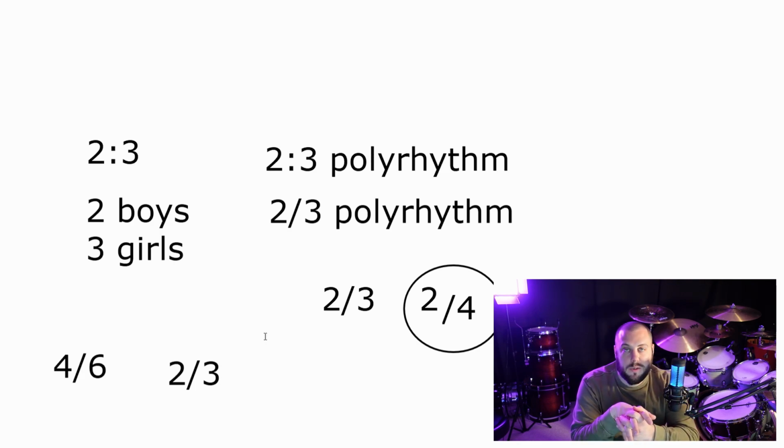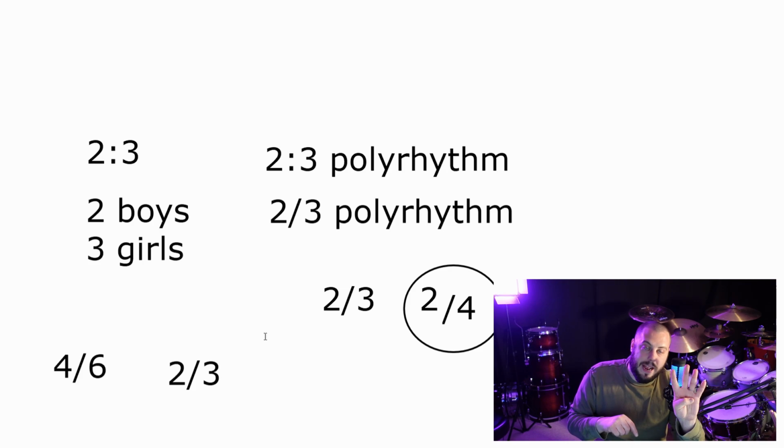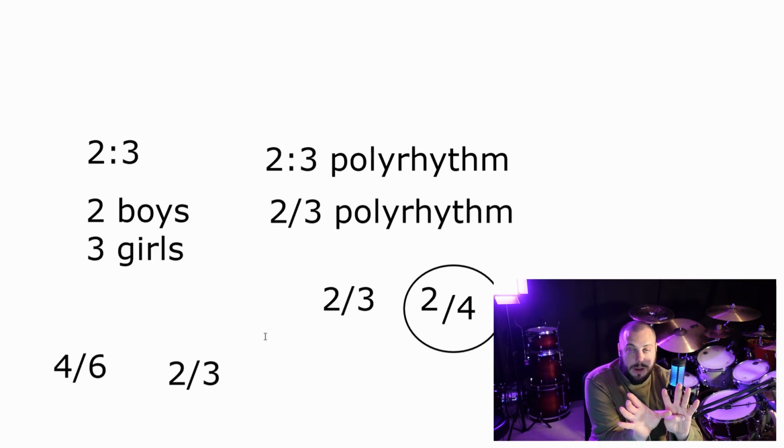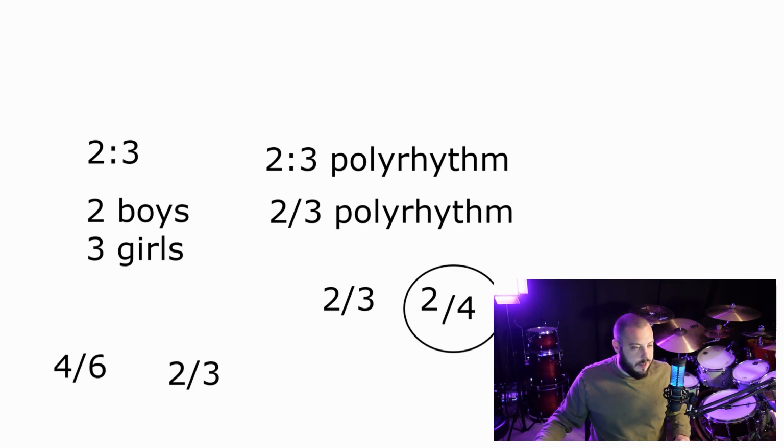Okay, a 4/6 polyrhythm, the 4 is 16th notes, right? 1 E and A, best way to think about it. And the 6 is 16th note triplets because you can fit 6 16th note triplets inside of a quarter note. Okay, so the 4/6 polyrhythm actually feels the same as the 2/3 polyrhythm. Now, God, I love this stuff.